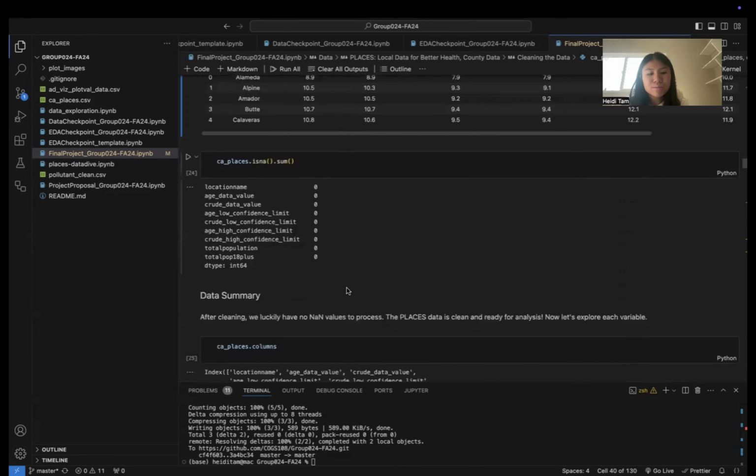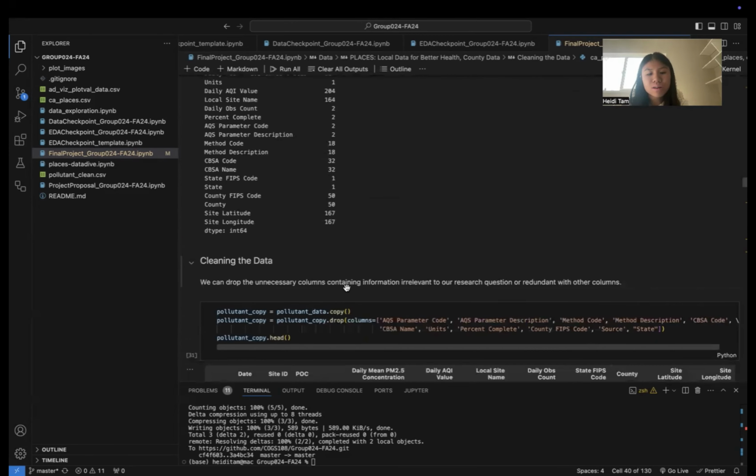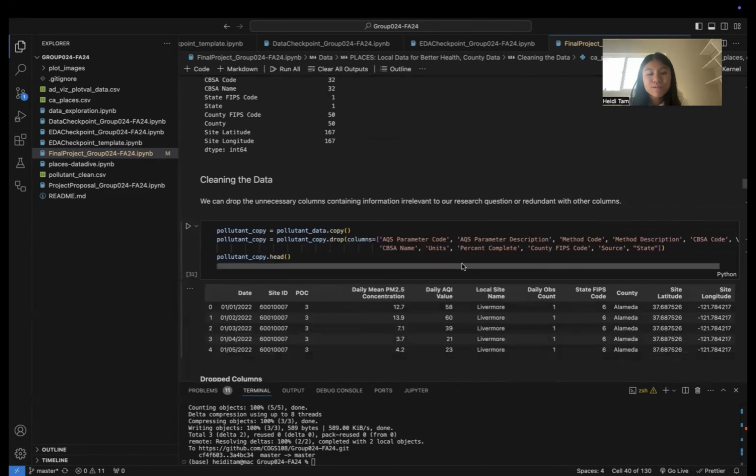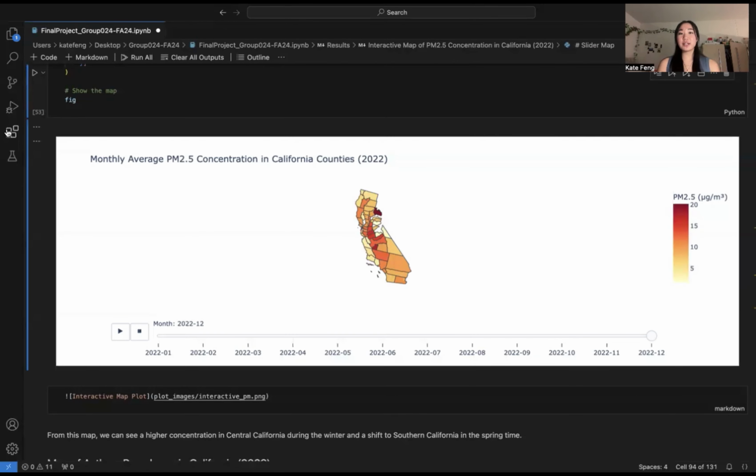We cleaned our PM2.5 pollution data by dropping irrelevant columns and verifying whether NaN values exist using .isna. A clean dataset doesn't have NaN values, so we replace these with unknown. Now, both of our datasets are clean and ready for data exploration. As Heidi mentioned, now we can use our clean data to explore the relationship between PM2.5 concentration and asthma prevalence. So using choropleth maps, we can look at the PM2.5 concentration throughout California counties in 2022.